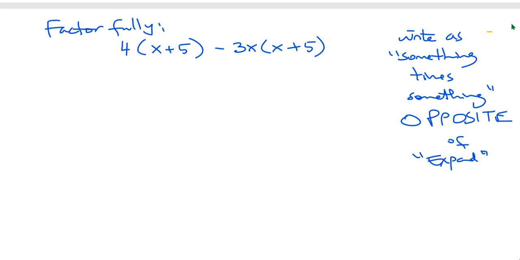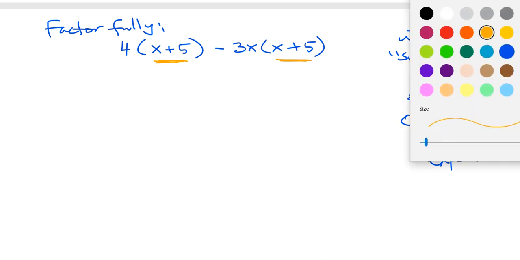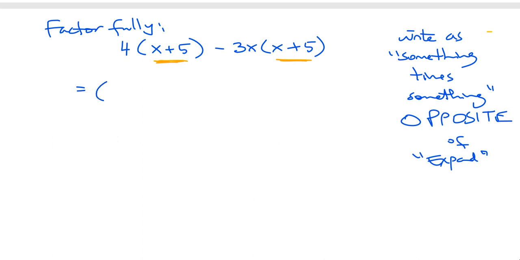Do you see something in common? Do you see something that is appearing more than once? Right? You should notice this x plus 5 and this x plus 5 appears more than once in the expression. So what we'll do is we'll say, that's just x plus 5 times a bunch of stuff. The first part divided by x plus 5: 4 times x plus 5 divided by x plus 5 leaves me with just a 4. And negative 3x times x plus 5 divided by x plus 5 leaves me with negative 3x. Now it's factored. It's x plus 5 times 4 minus 3x.